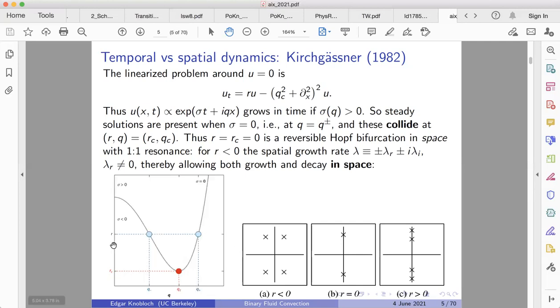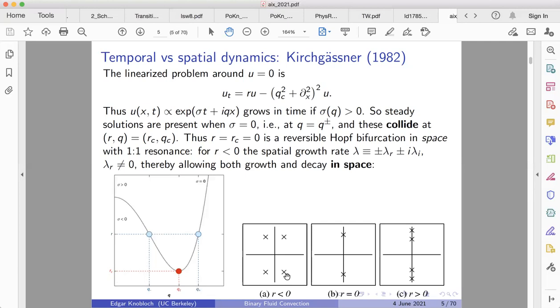And then as R decreases to 0, these two blue dots come together, they coalesce at the red dot, and that corresponds to this multiple eigenvalue here, plus or minus iQc. And then when I go below the red dot, these eigenvalues split and move off into the complex plane.